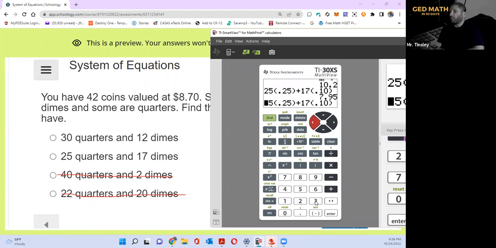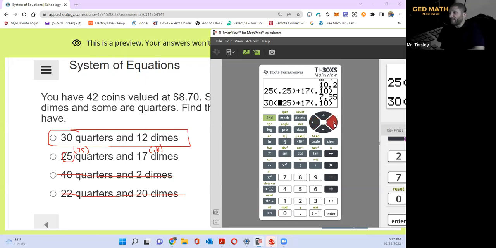Instead of 25, I'm going to replace that 25 with what? 0.25. So here, this is where the 25 came from, times the 0.25. This is where the 17 came from, times 0.10. Well, I still had that. So instead of that 25, I need to try this one. I'm replacing that 25 with a 30.